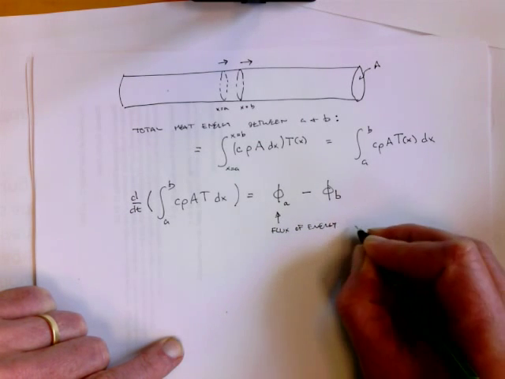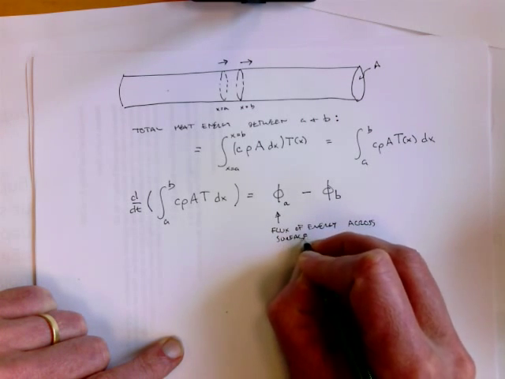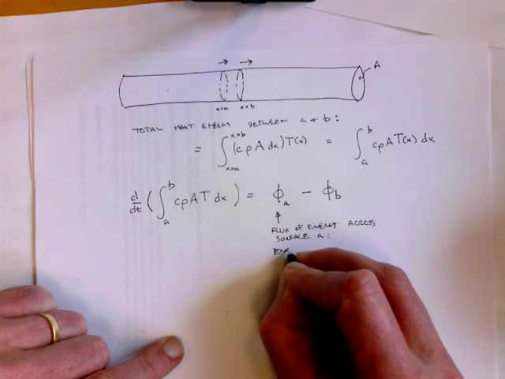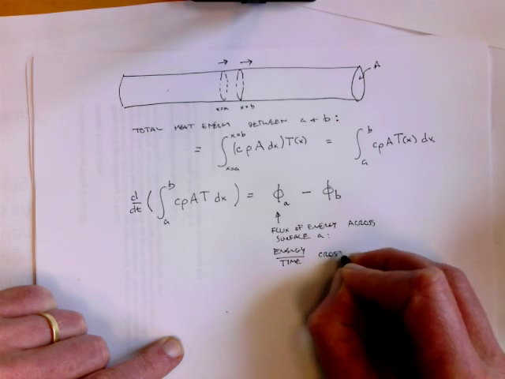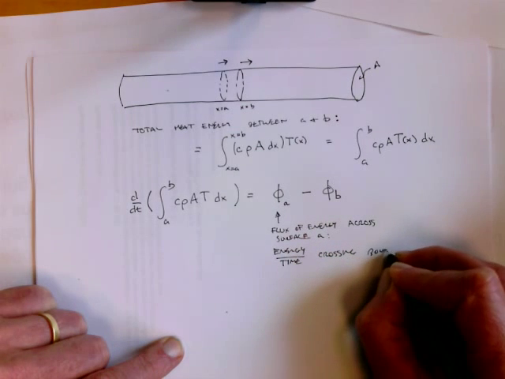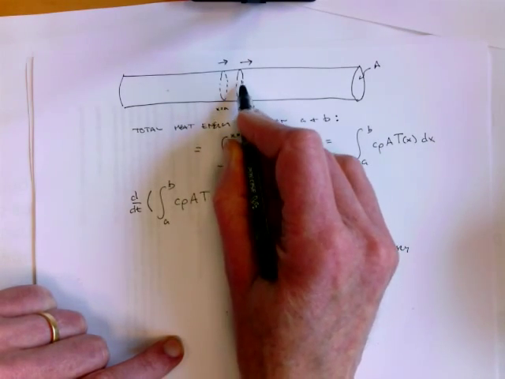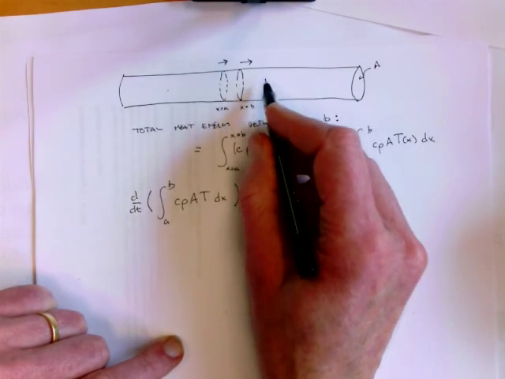This is the flux of energy across surface a. In other words, it's the amount of energy per unit time crossing that boundary. So I've got some energy that's coming in through this window, and if I define my direction to be to the right, I've got some amount of energy per unit time going out of that window.